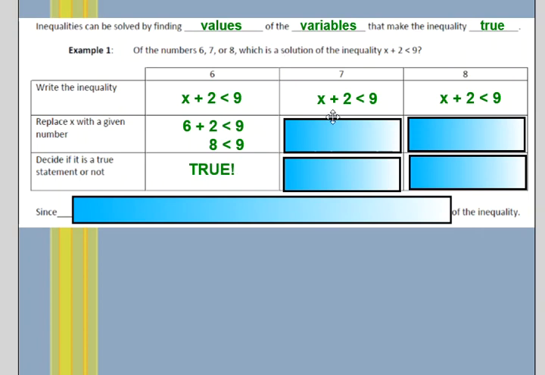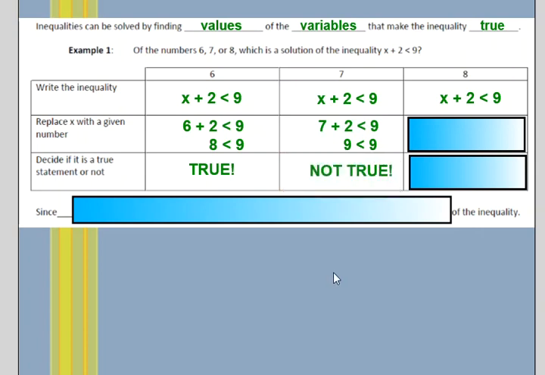Let's try 7 now. If we plug in a 7 for x, well, then we get 7 plus 2 is less than 9, and we solve that, and that's really 9 is less than 9. And that doesn't look right because it's not true. 9 is not less than 9. So 7 is not a solution for this inequality. 6 was, 7 is not.